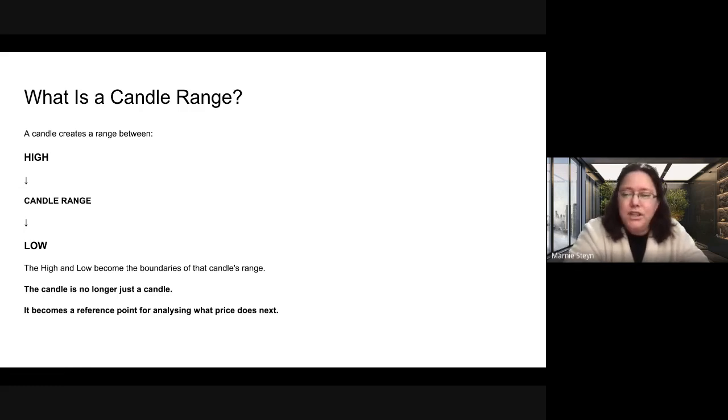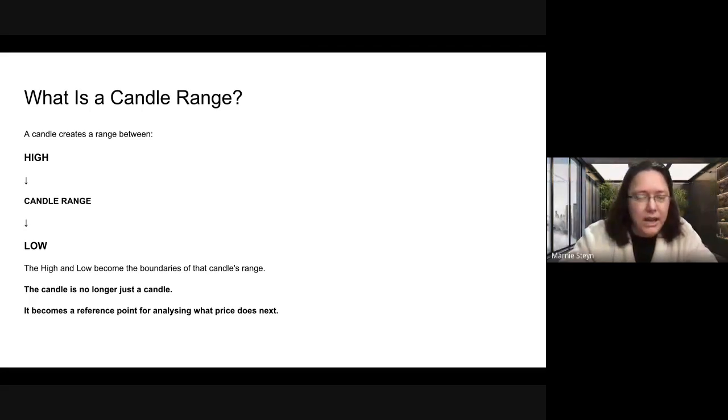A candle creates a range between the high and the low. So we have a high, we have a low, and then we have the candle range. Okay, now the high and the low become the boundaries of the candle's range. So the candle is no longer just a candle. It becomes a reference point for analyzing what price does next. So you're going to use specific higher time frame candles to determine what your next move is and how you can trade it within it.